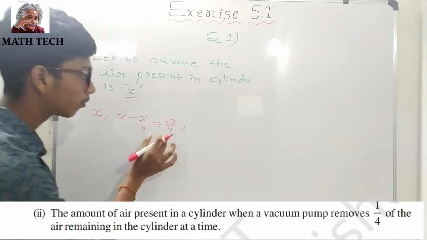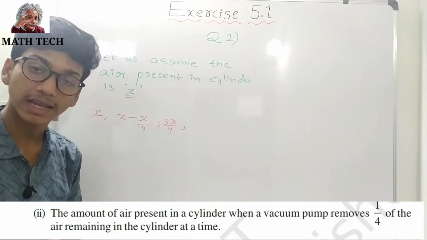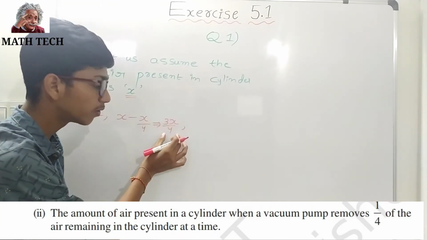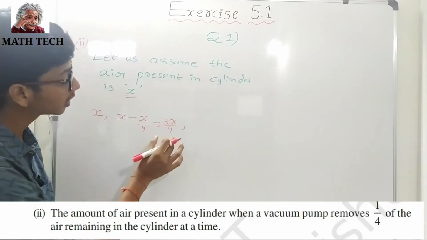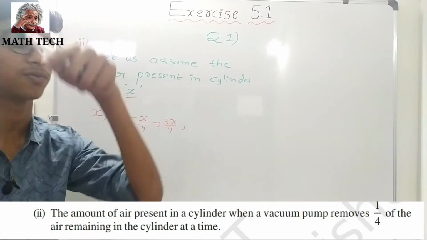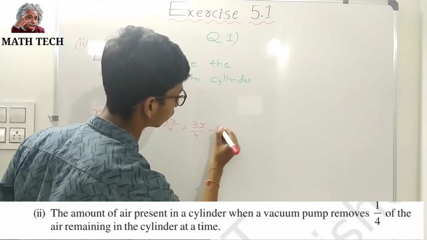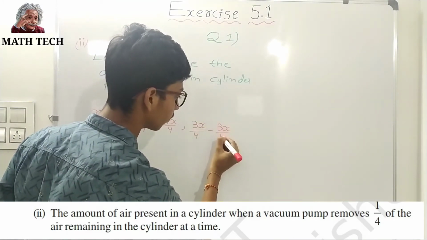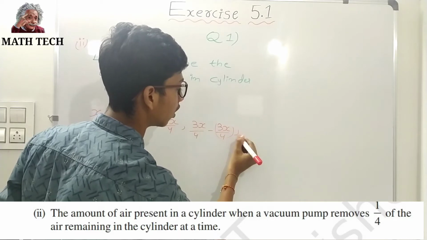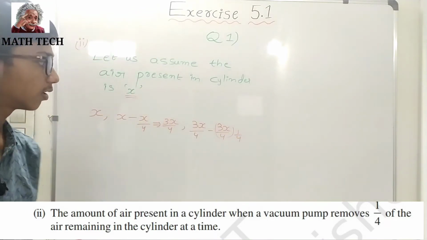And now the air present is 3x/4. Again, 1/4 part of 3x/4 is removed from the 3x/4. That is, again 1/4 of the air is removed from the cylinder.